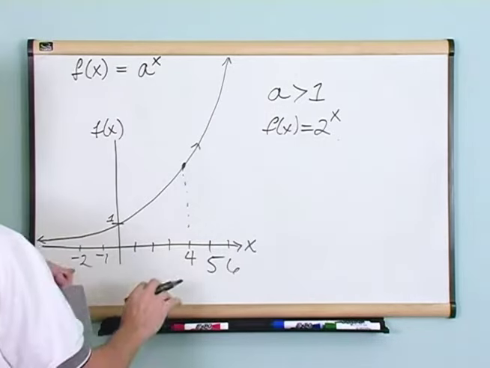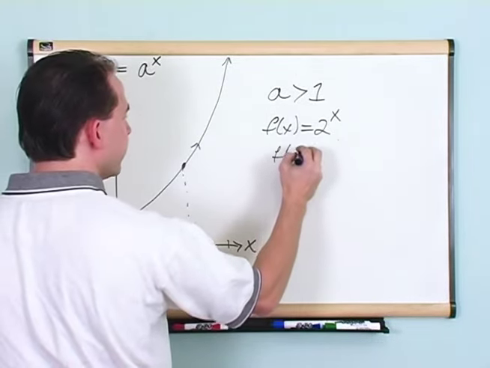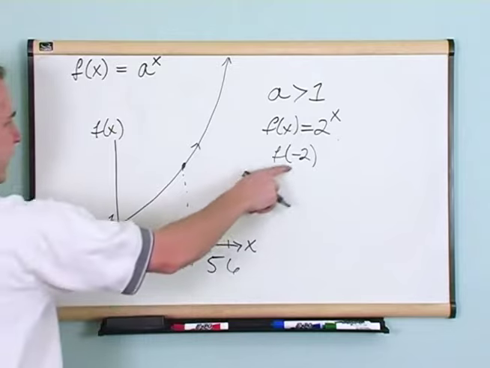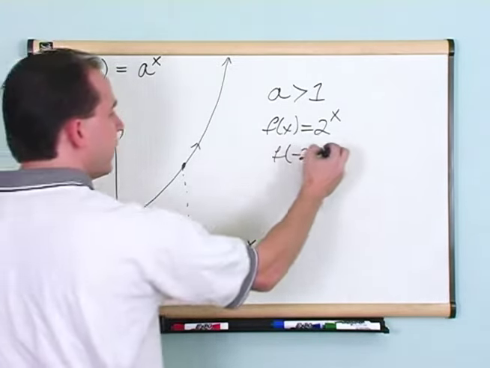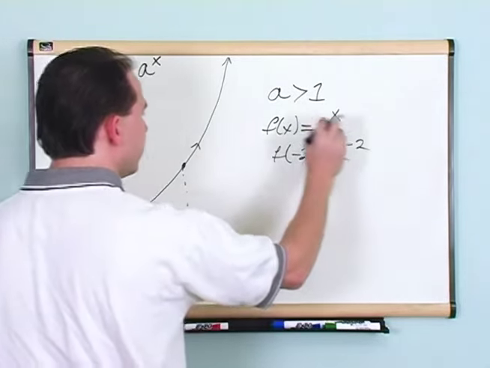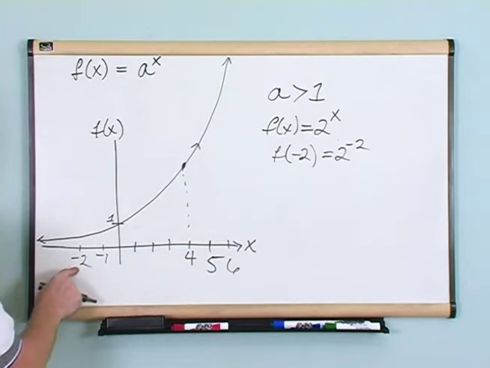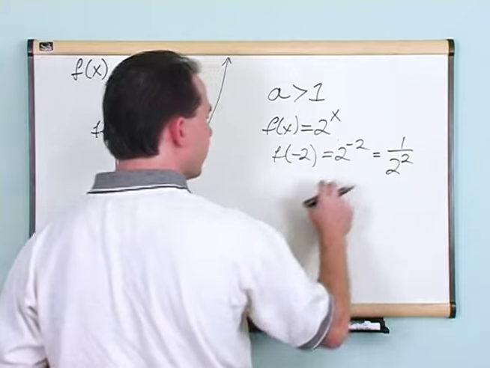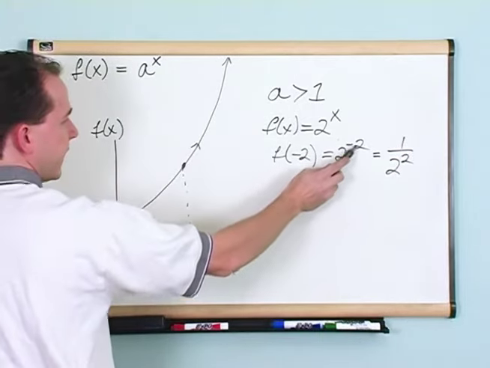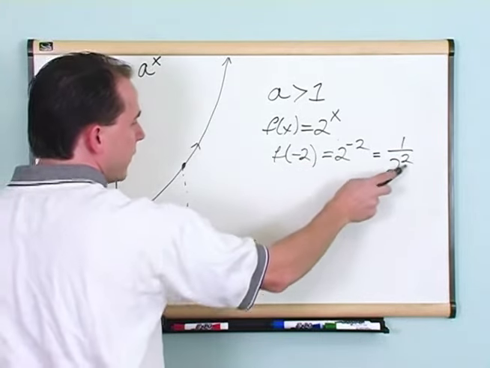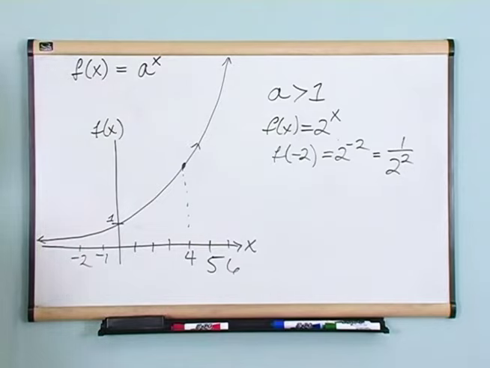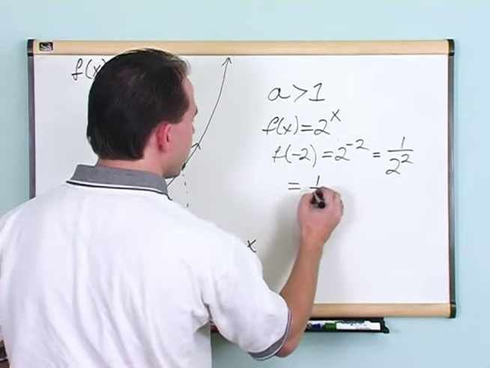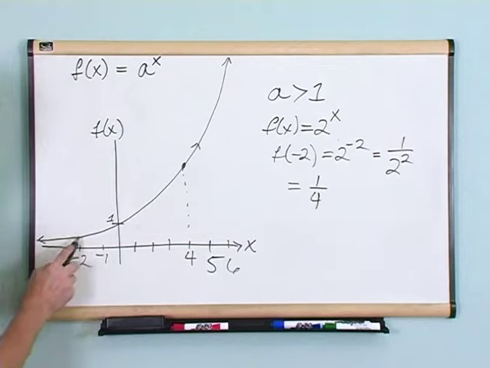Let's say we're interested in the point f of minus 2, which means let's evaluate this formula at minus 2. That would be 2 to the negative 2, right? Which, if you remember from your algebra, is just 1 over 2 squared. Anytime you have a negative exponent, you just make 1 over and then make it a positive exponent, which means this is equal to 1/4. So you can see it's a small number, okay?